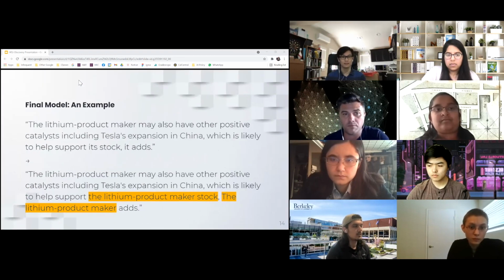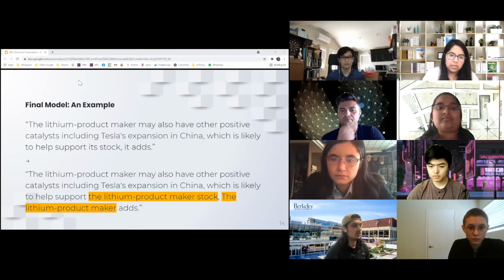And then as an example, here's what the final model is able to accomplish. The original sentence is: the lithium product maker may also have other positive catalysts, including Tesla's expansion in China, which is likely to help support its stock, it adds. But as we see in the output sentence below, all the its and it are replaced with the lithium product maker. So we're able to understand exactly what we're talking about in a particular sentence.